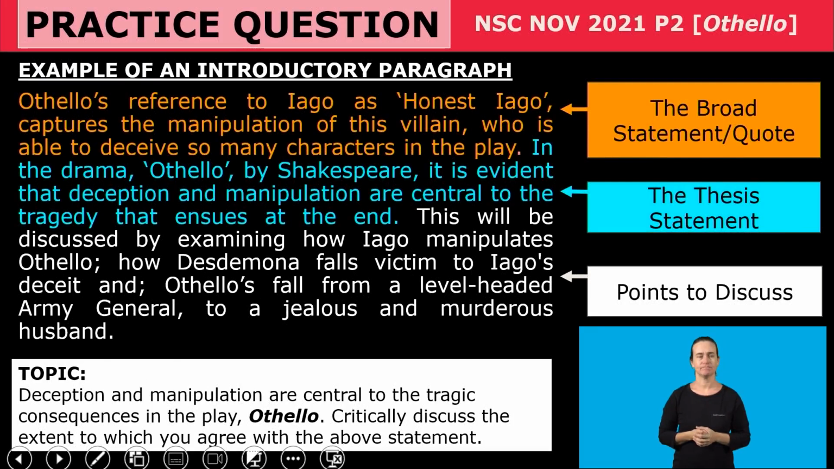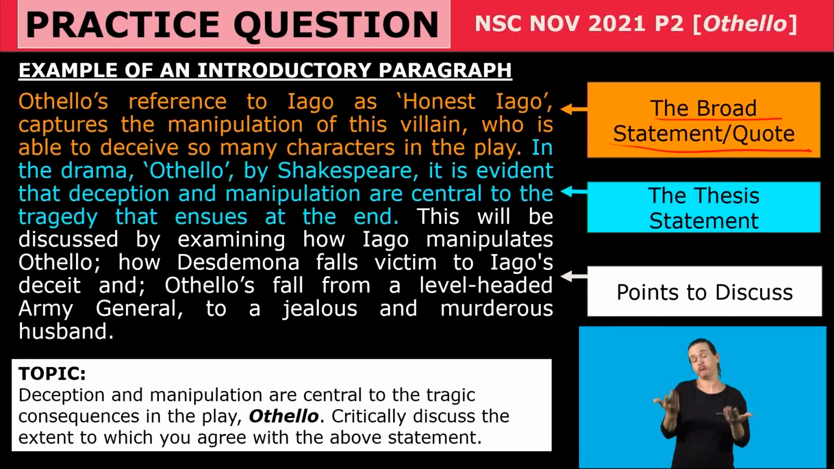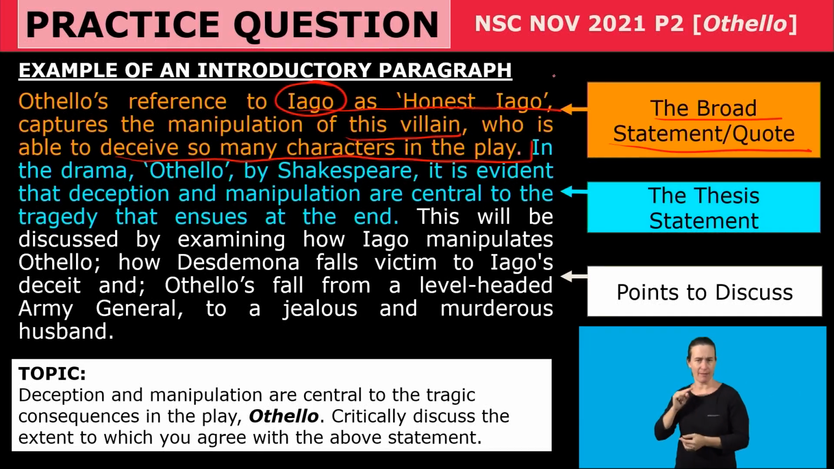So, once again, we start with the broad statement or quote. In this instance, we've decided to opt to use a quotation as opposed to defining a specific term within the question. Othello's reference to Iago as "honest Iago" captures the manipulation of this villain. So, Iago is the villain, who is able to deceive so many characters in the play. So please take note that we've used a short little quote and we've contextualized it all within one single sentence.